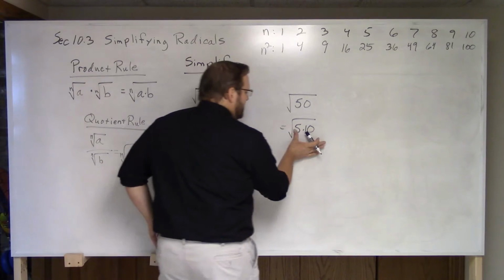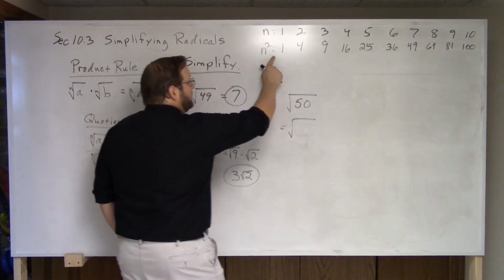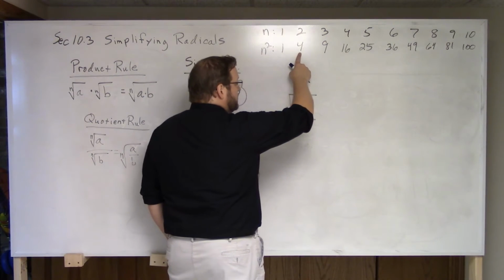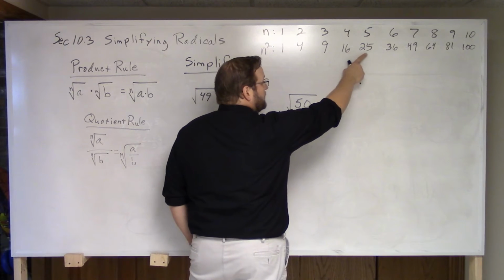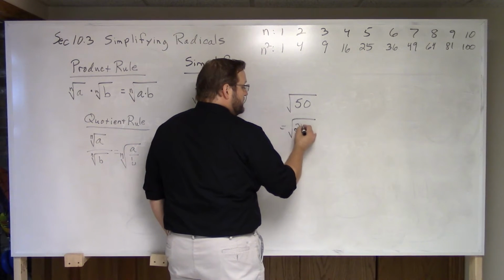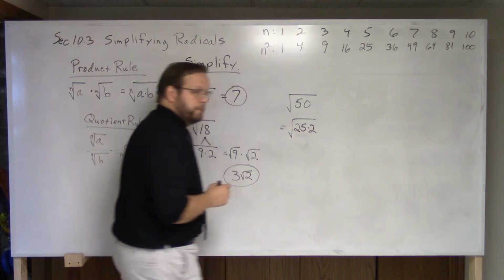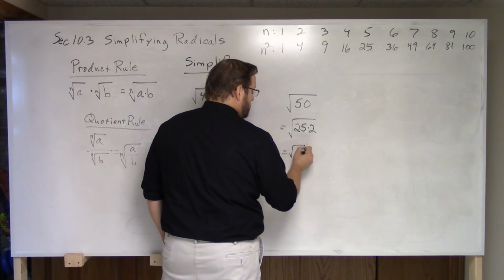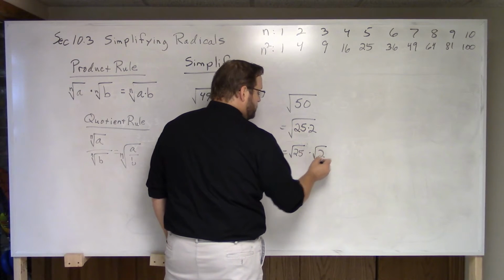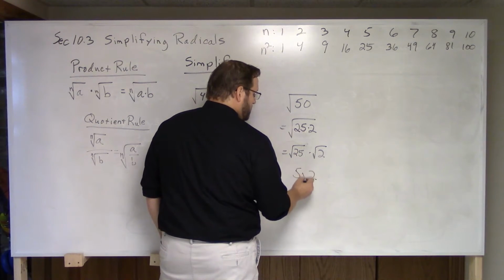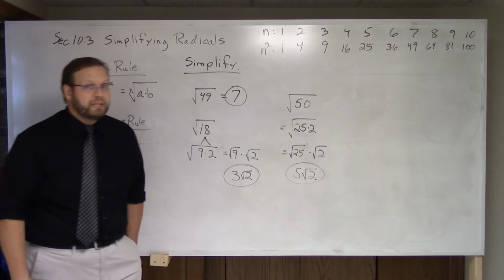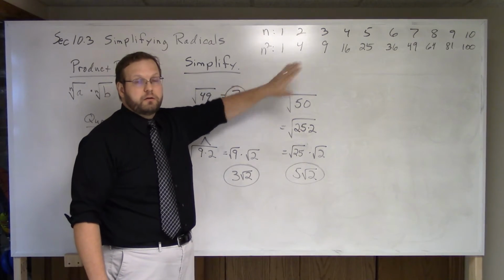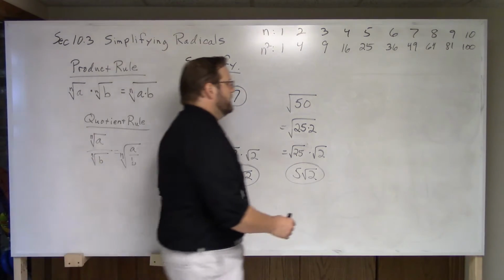So I'm going to dig in a little bit more. I'm only going to concern myself with these numbers up here. 1 doesn't really do much for me. 4 doesn't go in. 9 doesn't. 16 doesn't. 25 does. So I'm going to say 25 times 2. That's the same thing as 50. And now I can simply take that out as square root of 25 times the square root of 2. So 5 square root of 2. And that's all there is to it. Okay? Just again, focus on this list up here. Nothing more than that. What if I go with a cube root?